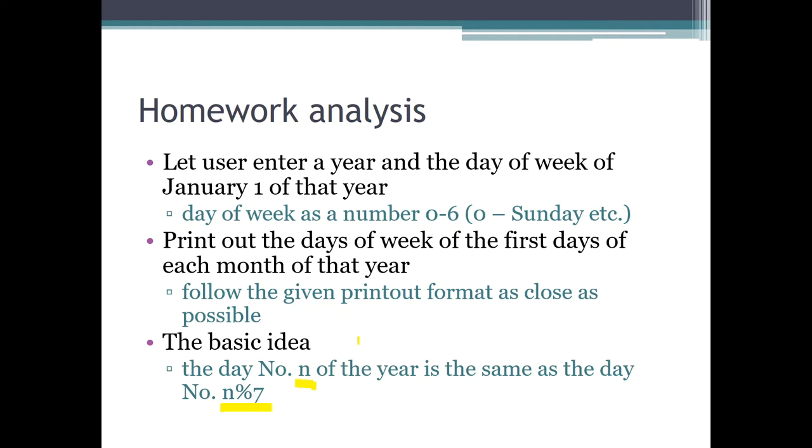If, for example, we want to clarify what is the day number 50 of the year, this will be some day in February. So the day number 50 of the year will be the same day of week as the day number 50 percentage 7, which is how many? Which is of course 1, okay? Because 50 divided by 7 is 7 wholes, so 49 divides by 7, and 1 is the remainder. So the 50th day of the year is the same day of week as the first day of the year, so it's January 1st.